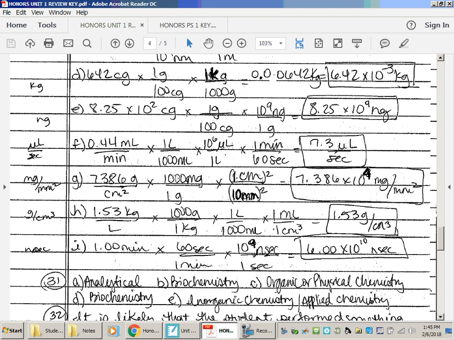G, 7.386 times 10 to the 4th milligrams per millimeter squared. That's the squared unit one. You distribute your squared out. H, 1.53 grams per centimeter cubed, and that liter or milliliter to centimeter cubed relationship 1 and 1 we should now know because we've used it a couple of times, especially with density.